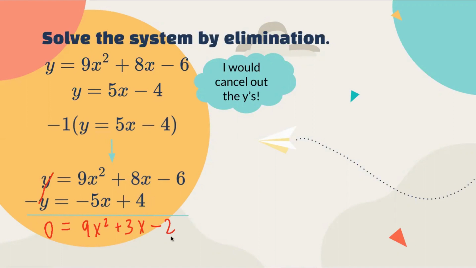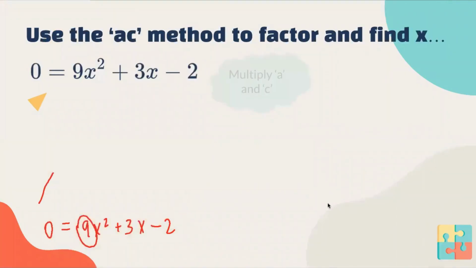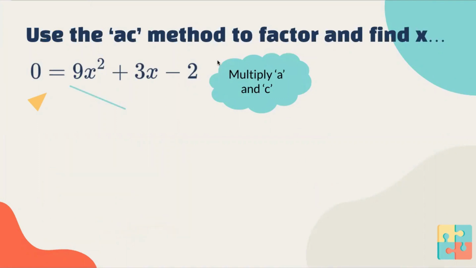Now that you have a quadratic equation, you can solve for x by factoring. In this case, our a value equals 9 and not 1, so we're going to have to use the AC method to factor. The way this works is we first multiply a and c. In this case, a times c would be 9 times -2, and that would give you -18. You want to find two factors of -18 that will add up to your middle term, which is positive 3x.